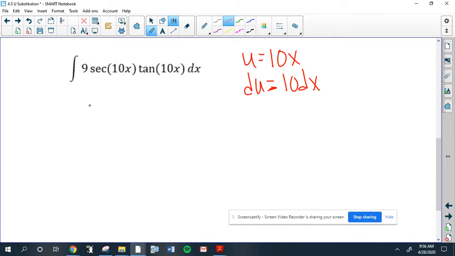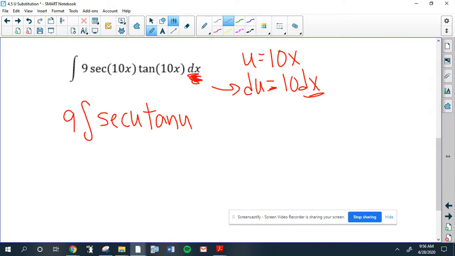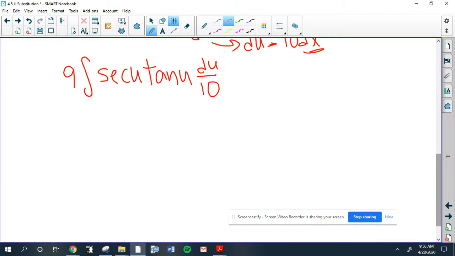So first of all, rewrite this in terms of u. The 9 is a constant. We can factor it out. 10x is u. So now we can use that formula, but you can't forget to substitute for dx. According to this, dx would equal du over 10, and that over 10 is just a constant. You can skip some of these steps. As you're starting to get used to this, you can really go straight to this step if you're comfortable.